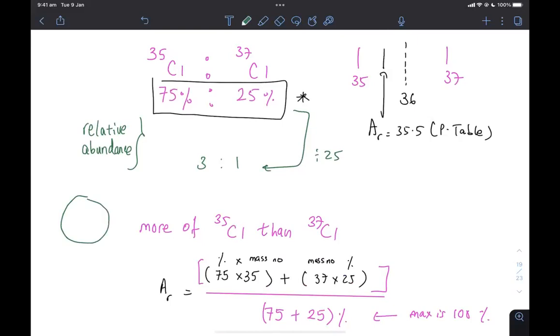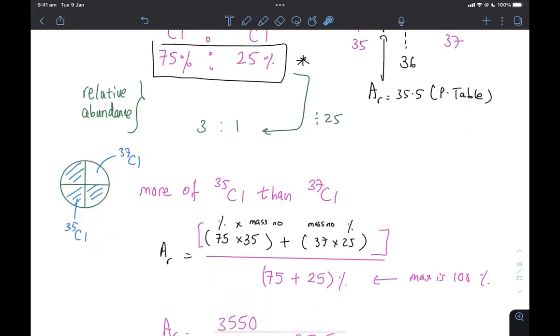It means that when I have a pizza, a circle like this, if I cut it into 4, because altogether I have 4 fractions, then 3 out of 4 is chlorine 35, whereas 1 out of 4 is chlorine 37. You have a lot more of the chlorine 35. That's why your average is closer to 35 and not closer to 37. And your average is not exactly in between because you have a lot more of the chlorine 35. That was why you multiply the percentage by the mass number, and then you sum them up before you divide by the sum of the percentage.